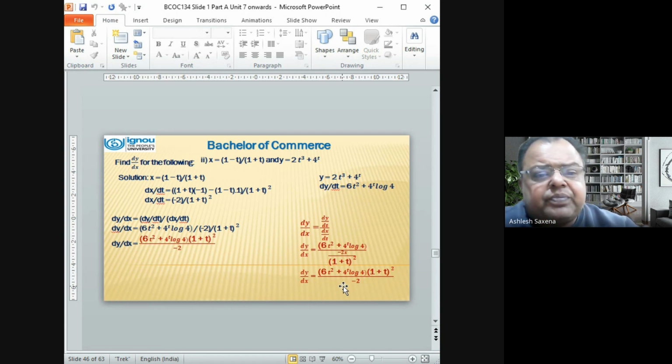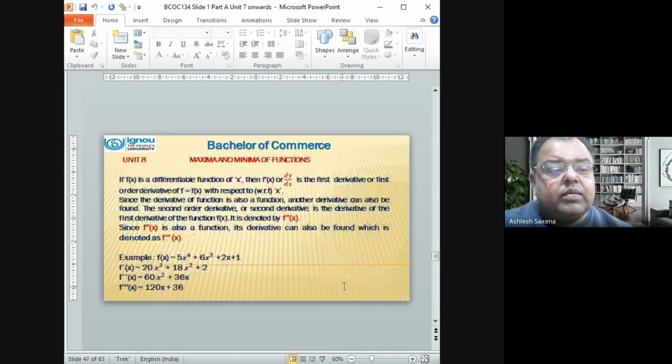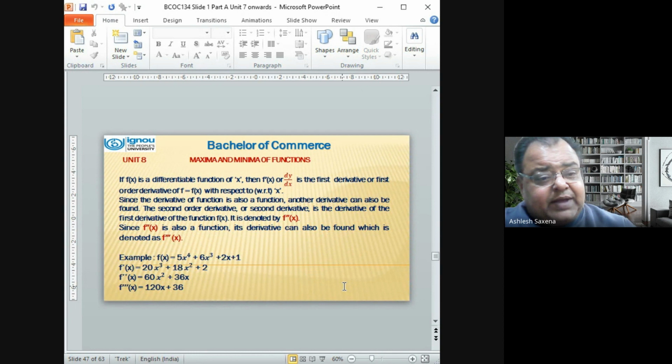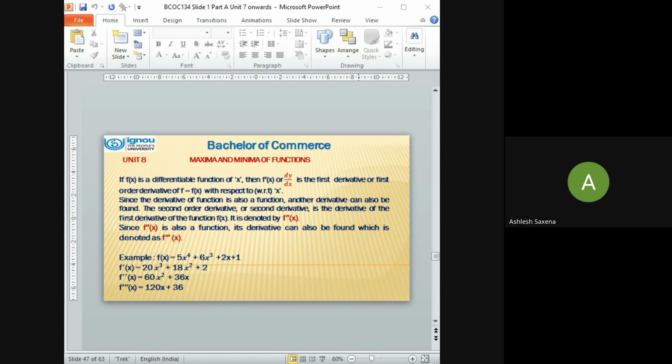This is how dy by dx of a parametric function and component function is. Now we come to the application part of the differentiation. Now the question is how and where are they applied? That is the basic.